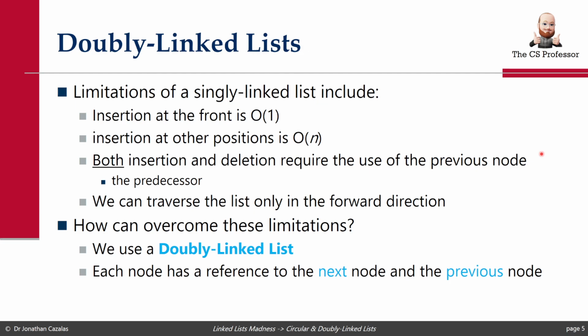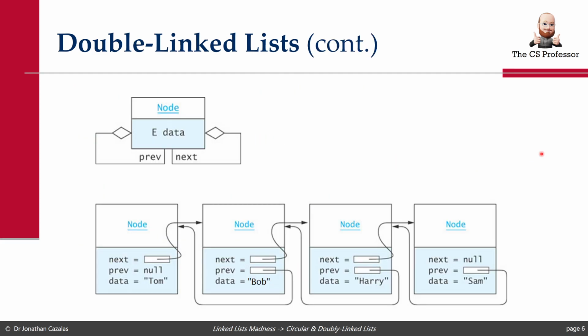Why is it called doubly linked list? Because every node has 2 references now. It has a next that points to the node that follows, and it has a previous which points to the previous node. So here is just a generic node depiction. It has a next and it has a previous, and here is a basic depiction of a doubly linked list.